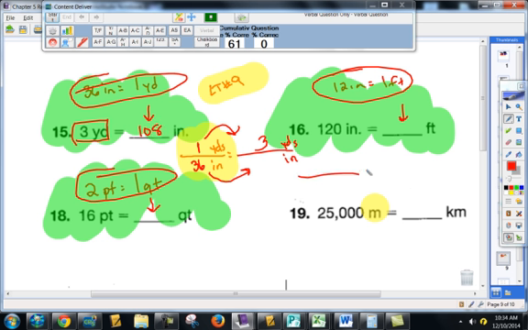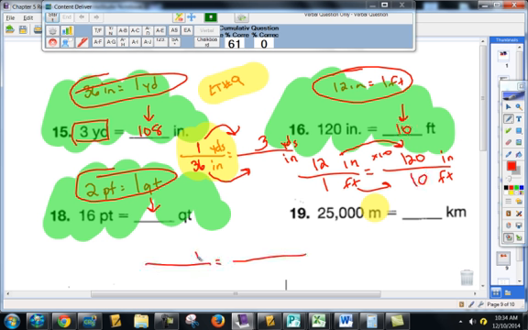Next one. I know that I'm comparing inches to feet. I know up here it says there are 12 inches in 1 foot. It's giving me 120 inches. You could cross multiply and divide, but I think it's pretty easy to see that I'm multiplying by 10. So that means I got to multiply this by 10. So that's going to give me 10 feet.